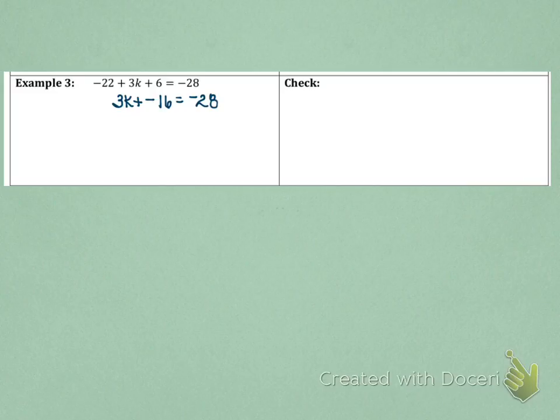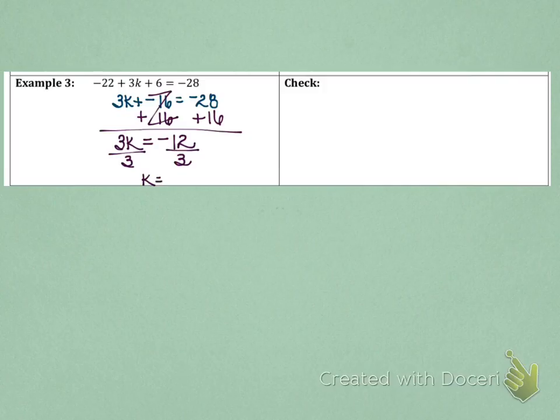Okay, so now we've got 3k plus negative 16 equal to negative 28. We've got a two-step equation. We want to get rid of the negative 16 first because it's our constant. To do that, we could subtract negative 16 from both sides or add 16 to both sides. Let's do that step here. That gives me 3k, these zero out, equal to negative 28 plus 16, which gives me negative 12, and we want to divide both sides by 3. So k is equal to negative 4. Put that in set braces. And let's try the check.